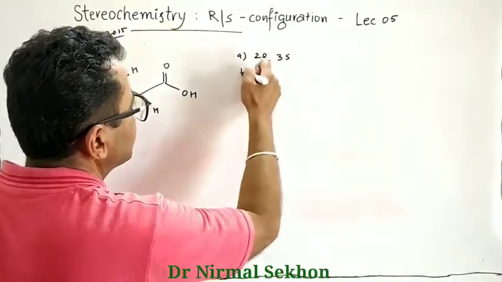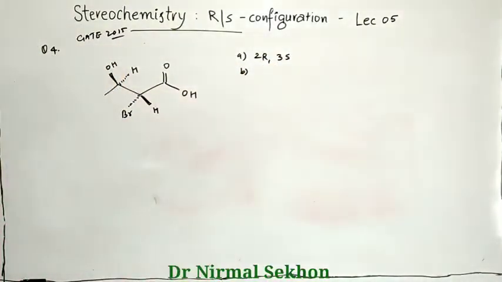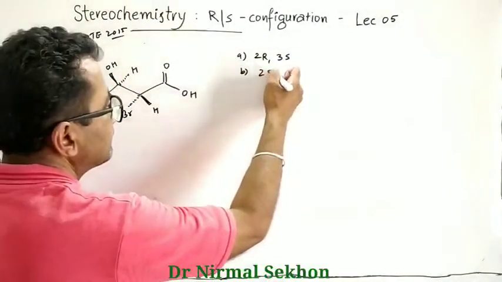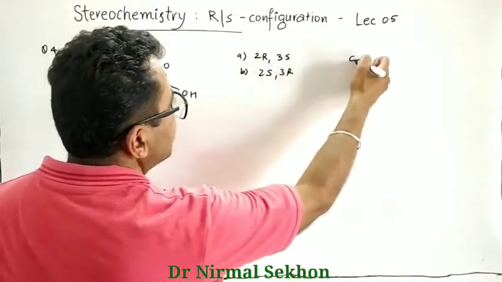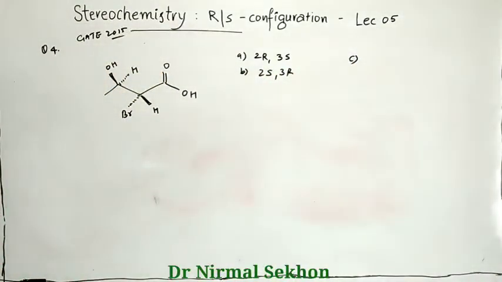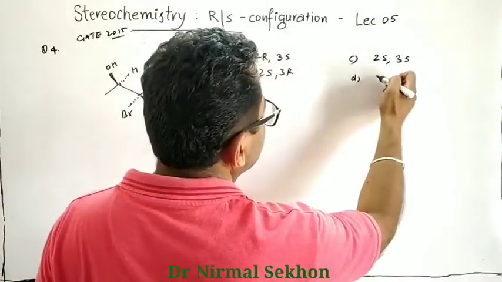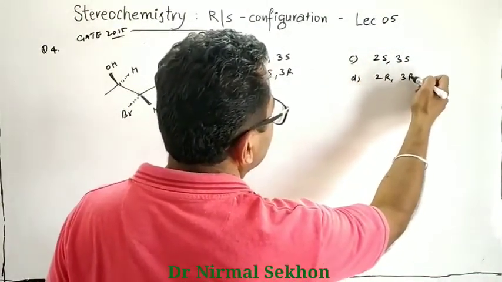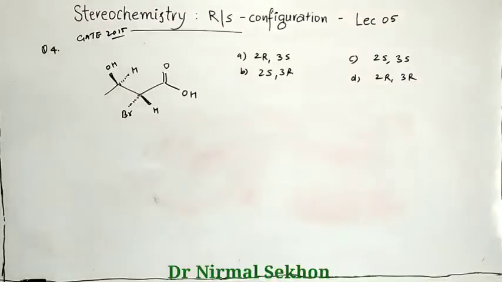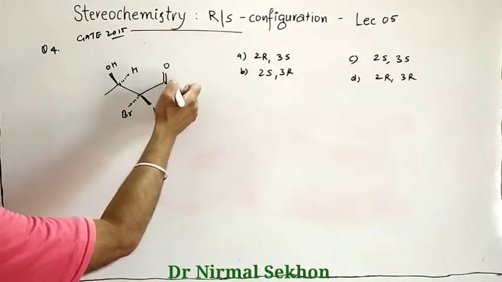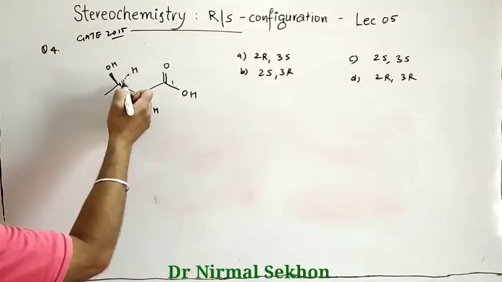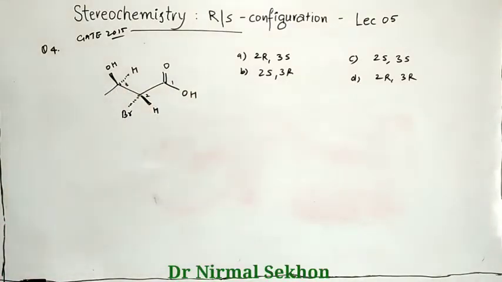Options: A is 2R 3S, B 2S 3R, C is 2S 3S, and D is 2R 3R. So this is a question from the GATE exam. Now which is 2, which is 3? According to IUPAC, you will give it numbers 1, 2 and 3. So you have to find the configuration around 2 and 3. Okay, you can do it here.